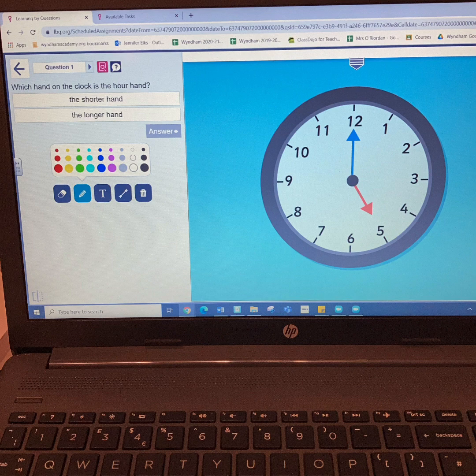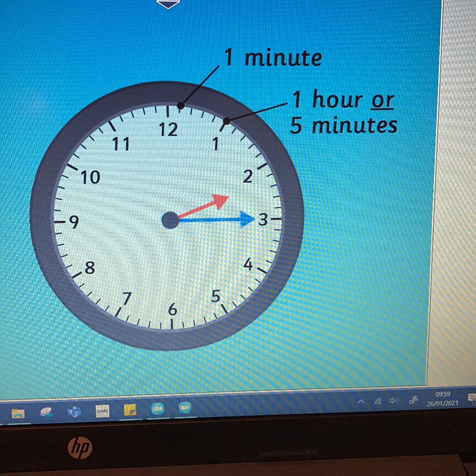So which hand on the clock is the hour hand? Is it the short hand or the longer hand? It is the shorter hand. Number 2, the analog clock shows the time 15 minutes to. Does it show 15 minutes past or 15 minutes to 2 o'clock? Well, hopefully you can all tell me it's 15 minutes past.